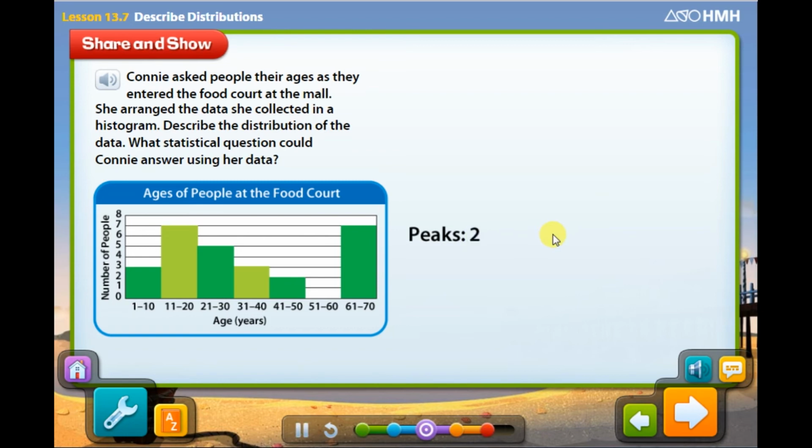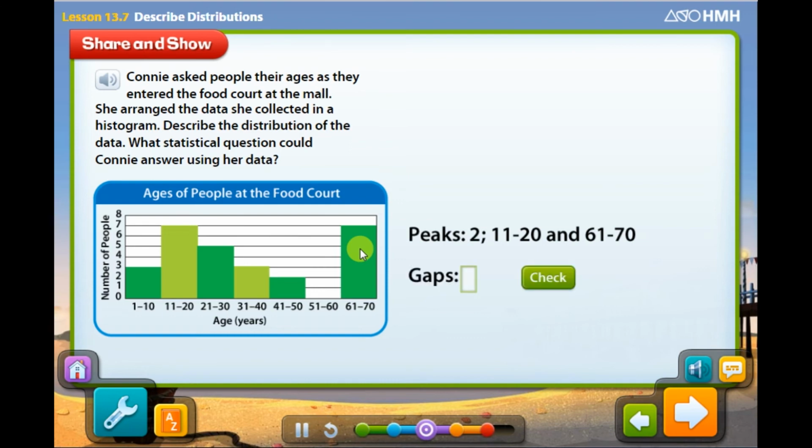Where is the leftmost peak? Click the correct column in the graph. The left peak is here, between 11 and 20 years. The leftmost peak is at ages 11 to 20. Where is the rightmost peak? The other peak here, to the right, is between 61 and 70 years old. Great job. The rightmost peak is at ages 61 to 70. So the 2 peaks are at ages 11 to 20 and at ages 61 to 70.